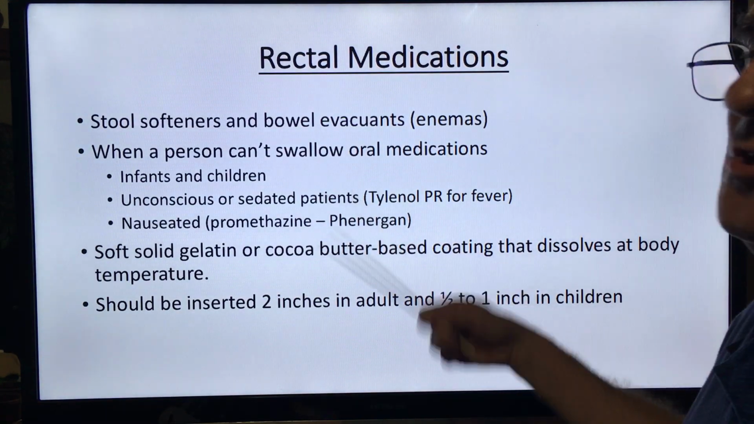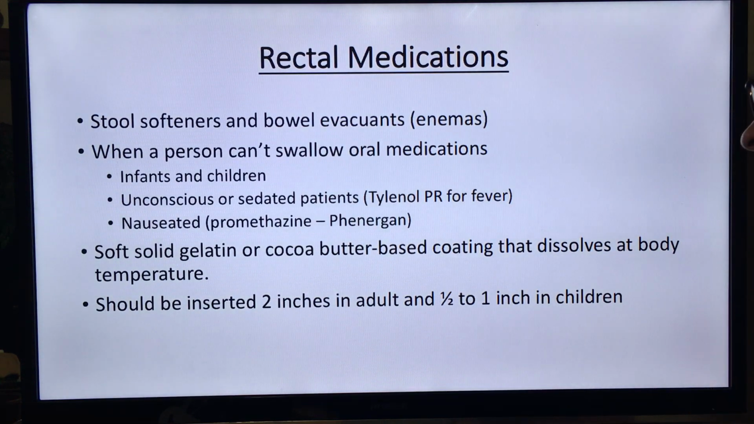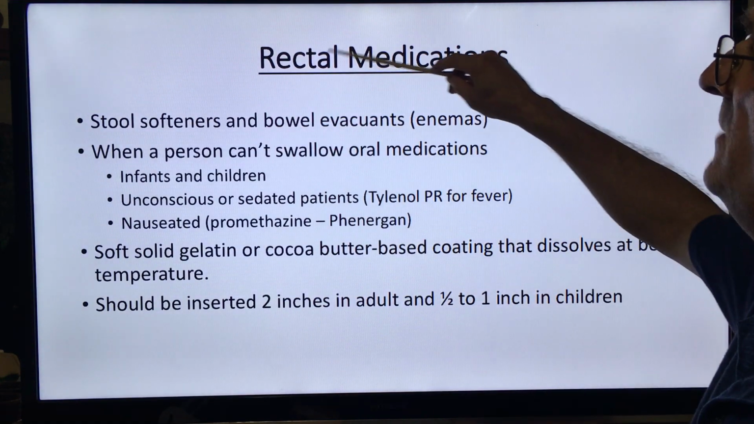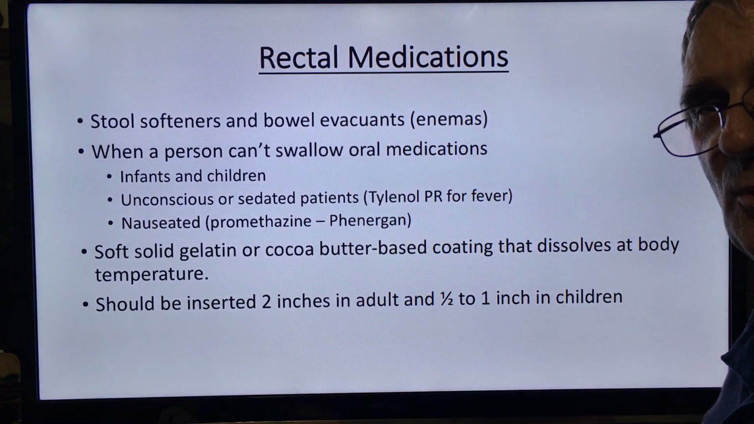Now they're soft, usually dissolve at body temperature. And again, we've already talked about how far they should be inserted. And again, any medications that's given by the rectal route will have PR written in the orders, per rectum.